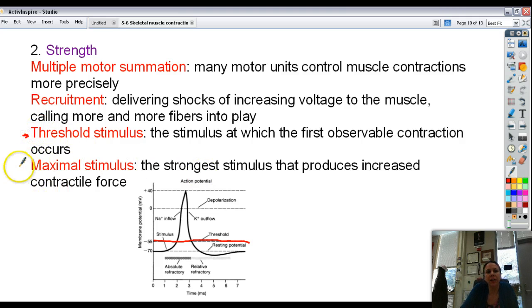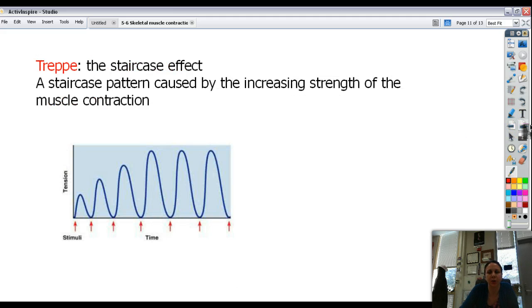And then I can increase the voltage, just crank it up, but there's going to come a point where you can't do anything else. That's called the maximal stimulus. So I can't contract anymore. That is as strong as my body can handle.